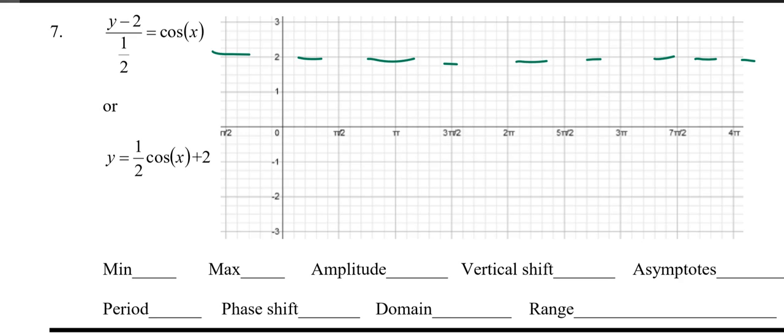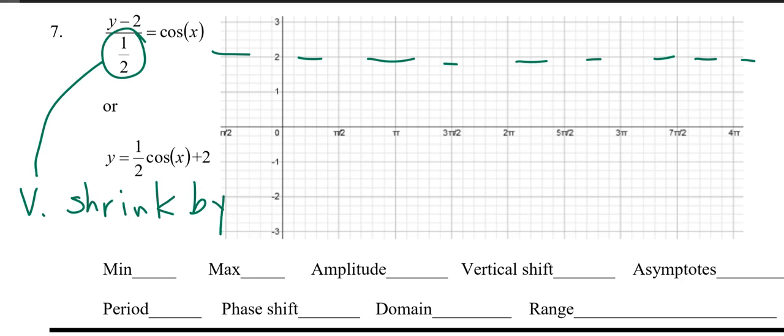Okay, so when we put it in factored form, we see a 1/2 here. What does that mean? Vertical shrink by 1/2, which is going to change what? The amplitude. What's the period? Still 2 pi, right? There was no scale change on the horizontal.